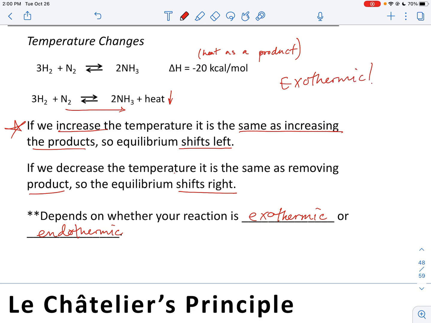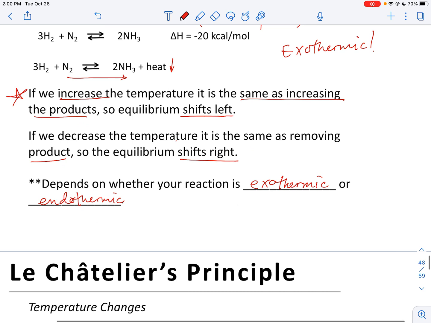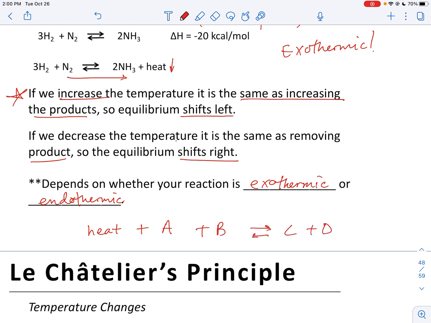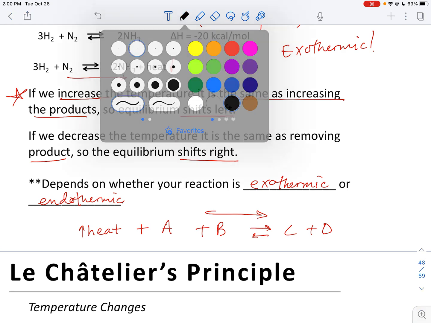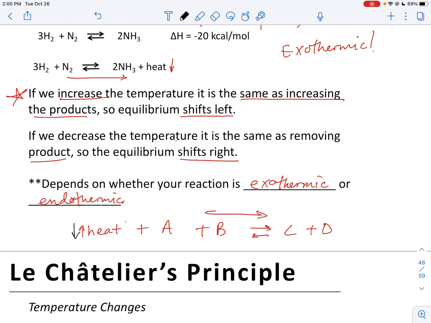If we have a reaction that's endothermic, what that would look like is now we would consider heat as a reactant: heat plus A plus B makes C plus D, okay? So now if we increase heat, now heat's a reactant, so it would cause a shift towards products. And vice versa, if we were to decrease heat, it would cause equilibrium to shift back towards the reactant side, which is opposite of what we said for an exothermic reaction, but it's opposite because this reaction is endothermic.